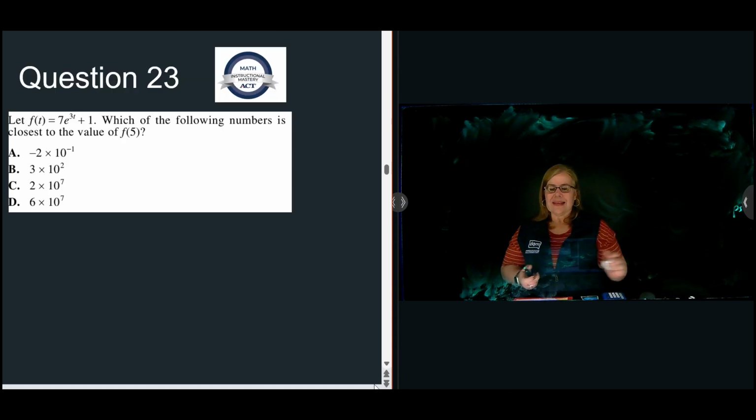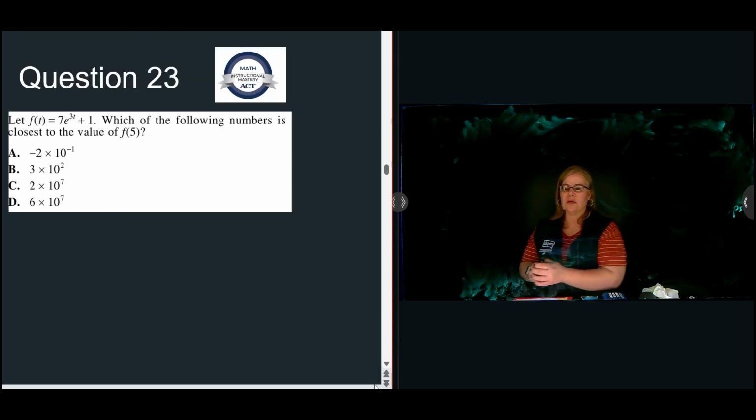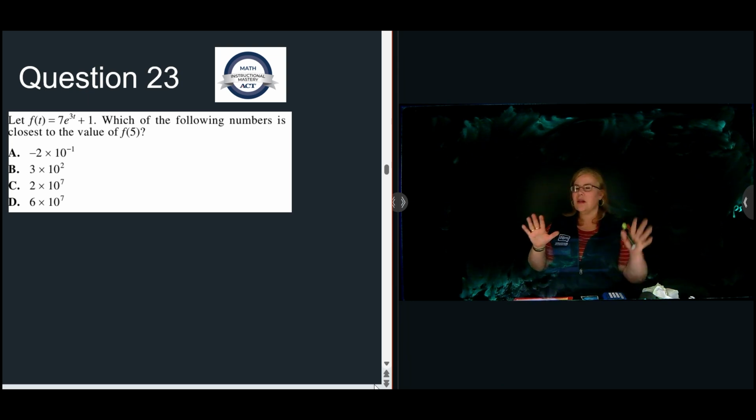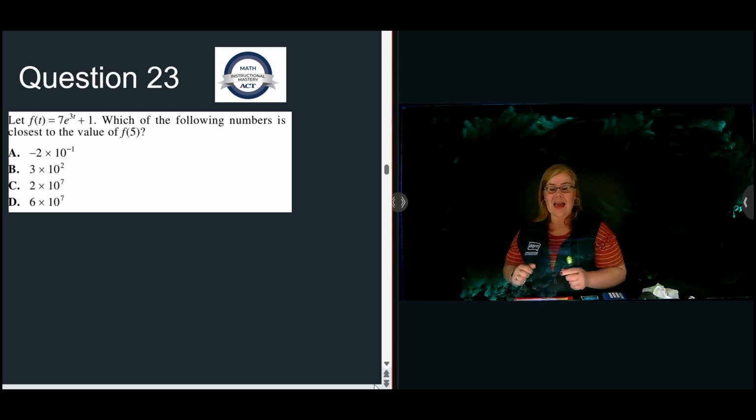Okay, here we go. Let f of t equal 7 e to the 3t power plus 1. Which of the following numbers is closest to the value of f of 5? Now, you're like, I've never done the Euler rule. That's okay, because this Euler rule is super simple.